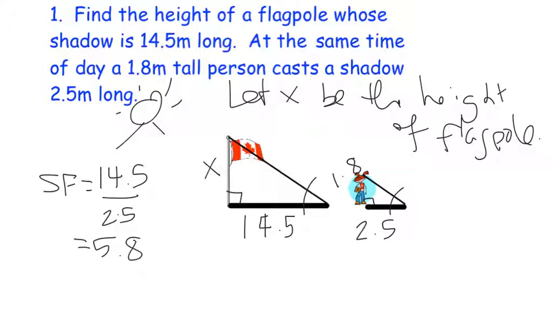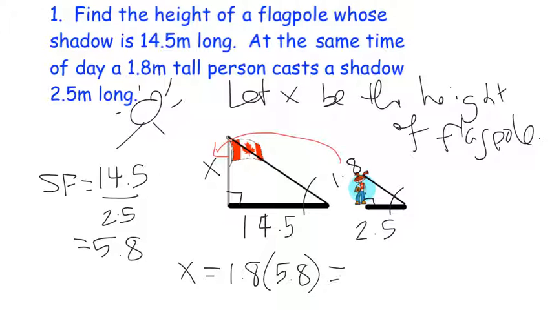All right. So then, looking at the diagram here, we have the height of the person, which we know, 1.8, and the height of the flagpole we don't know, but we know that if we are going this way, we multiply by our scale factor. So our flagpole height, x, is going to equal 1.8, the person's height, multiplied by the scale factor, 5.8, which is going to give us 10.44 meters. Okay, so that's the height of the flagpole, 10.44 meters.